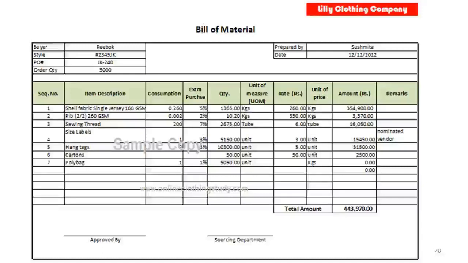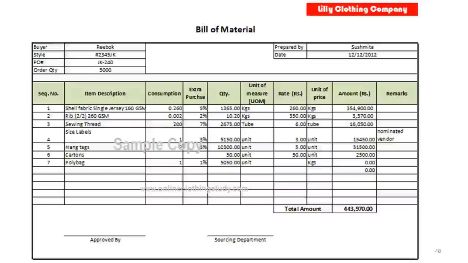How much of that fabric is used, or the material is used? So shell fabric is 260 grams. Rib is 2 grams. Sewing thread is 200 meters. Size label is 1. Hang tag is 1. Polybag is 1. Carton is 1 unit for 50 pieces. Meaning to say that we need 1 carton for 50 garments. So obviously we have to know how much of fabric is required per garment, how much of sewing thread is required per garment. That is the consumption.